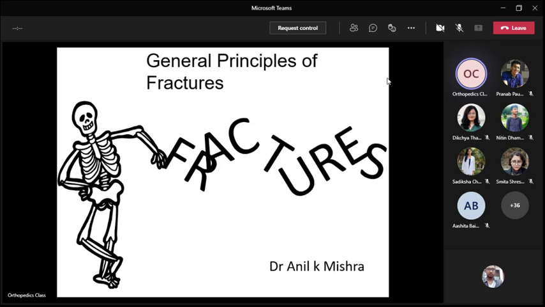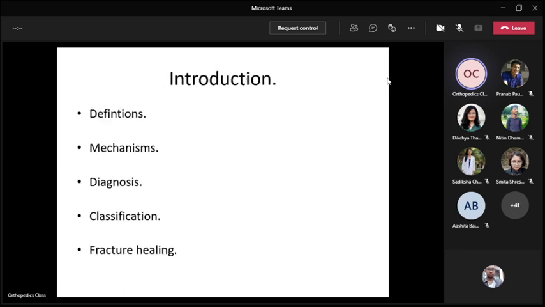So orthopedics is divided into two parts, acute and cold orthopedics. In seventh semester, we will be dealing mainly with fractures, and in eighth, we will have cold orthopedics, which includes diseases, congenital disorders, and all those things. So what is a fracture? A fracture, as it is defined.